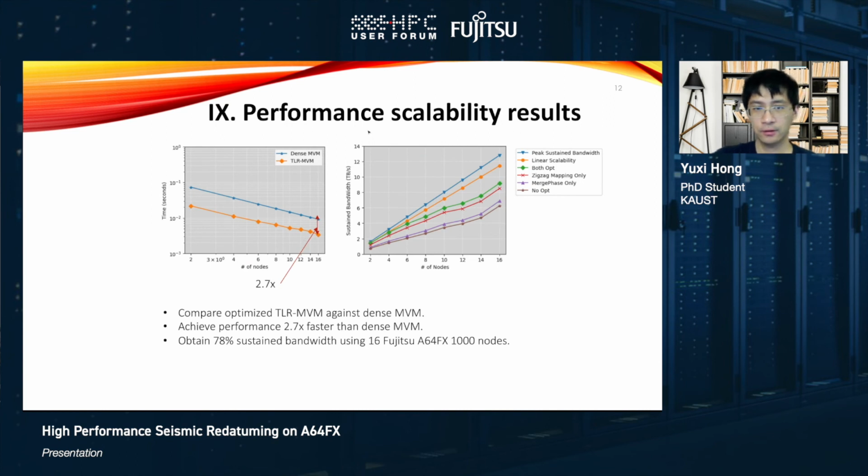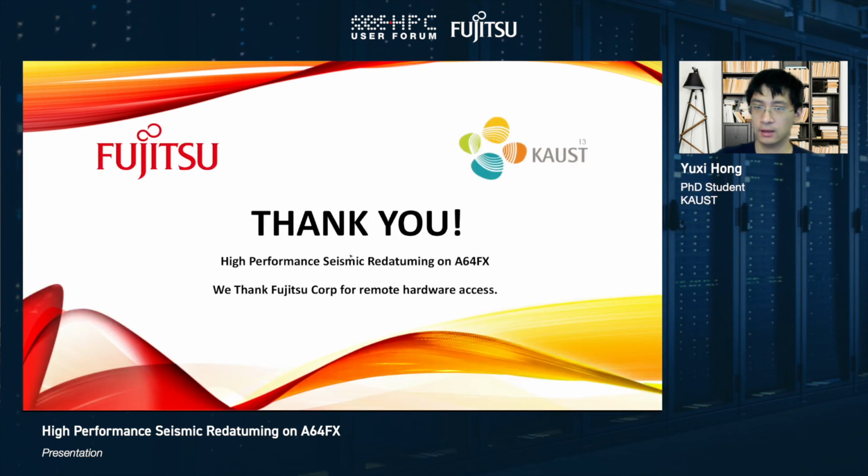So let's finally look at the performance scalability result. We have seen these two figures at the beginning, and the main idea we want to convey is that we reached 2.7 times acceleration, and we also obtained 78 sustainable bandwidth using 16 Fujitsu A64FX nodes.